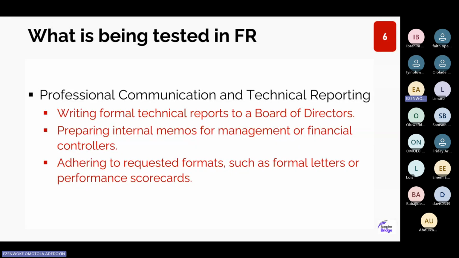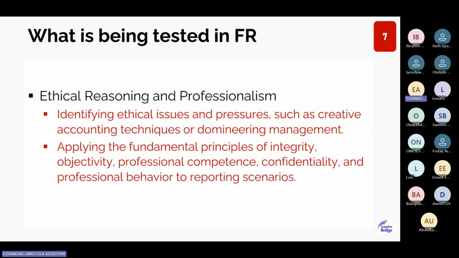So you also need to know what you're being asked for. If it's a report, know what a report looks like. If it's a letter, then let it come in a letter. Of course, if it comes in a letter, you then see who the letter is written to and all of those things. So make sure you understand professional communication and technical reporting.